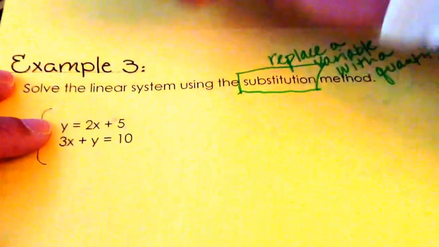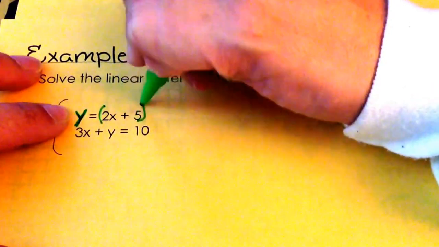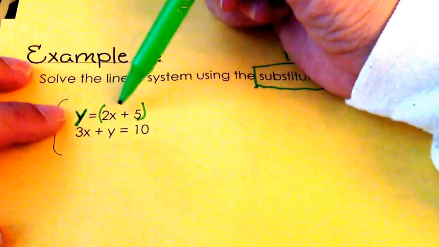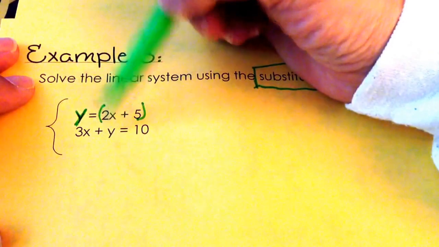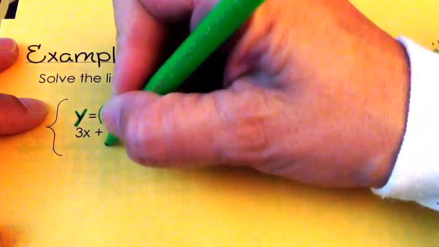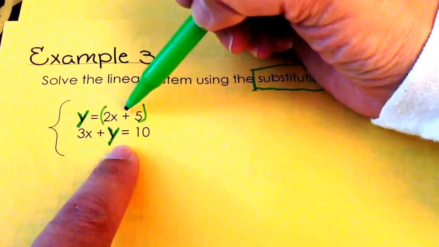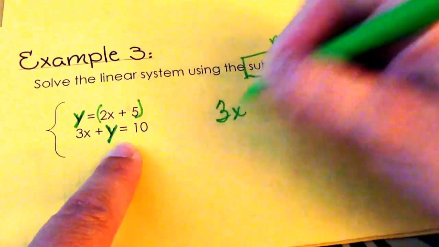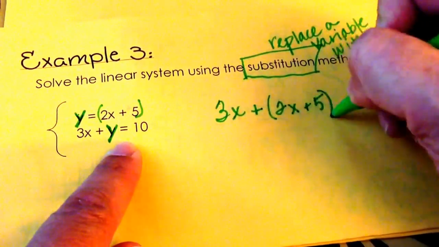But what I do see is that this whole idea of y equals is actually giving me a quantity that says y is equal to this. Now, y is going to be equal to the quantity 2x plus 5. That's what y is in this system. And what we can do is look at it and go, okay, wait, this second equation actually has a y in it. So I'm going to substitute, or replace. Since y is 2x plus 5, I'm going to substitute the y in the second equation with 2x plus 5.